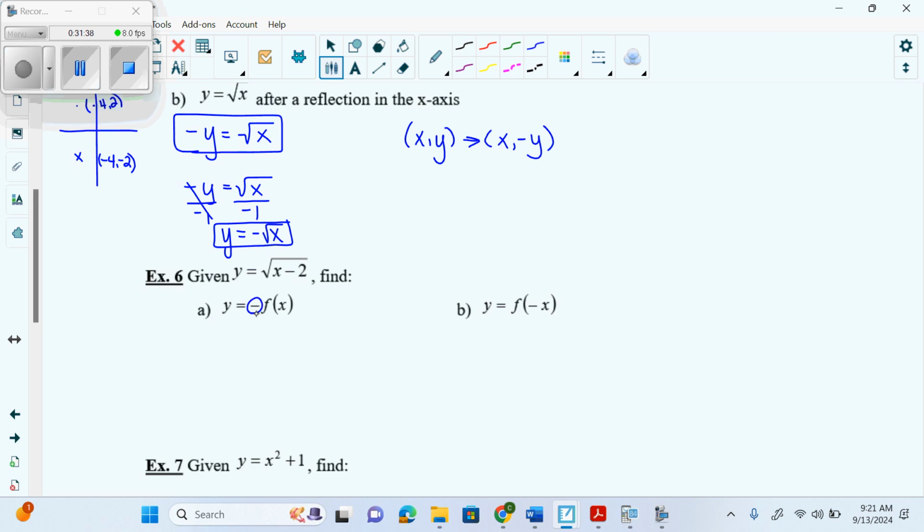So this is a reflection in the what? X-axis. It's always the opposite, right? So if it's with the x, it's in the y-axis. If it's with the y, it's in the x-axis. So this is a reflection in the x-axis. And then that has to go with the y. So I'm going to go negative y equals root x minus 2. Divide by negative 1. It just sits in front. Y equals negative root x minus 2.